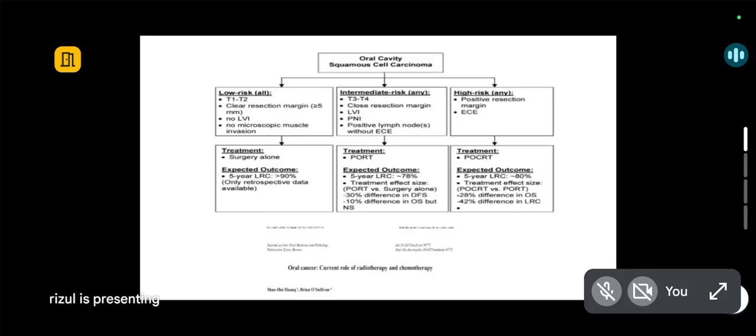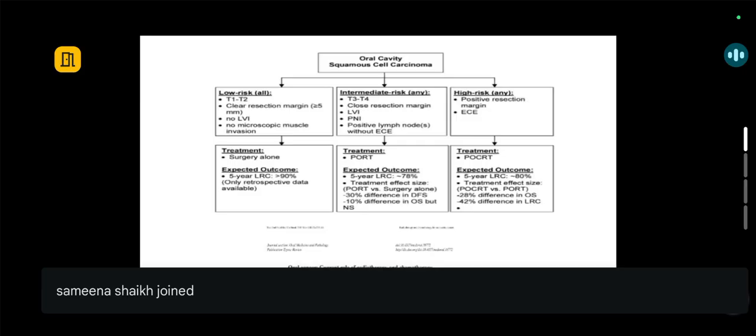If it is intermediate risk, the disease involving T3, T4 with close margins, lymphovascular invasion and perineural invasion present, and positive lymph node status but without any extracapsular extension, the treatment is surgery followed by radiotherapy, and the 5-year survival rate was 78%. But if it is a high risk category with positive margins and extracapsular extension, then the treatment of choice is post-operative chemo and radiotherapy, with an expected 5-year outcome of 80%.